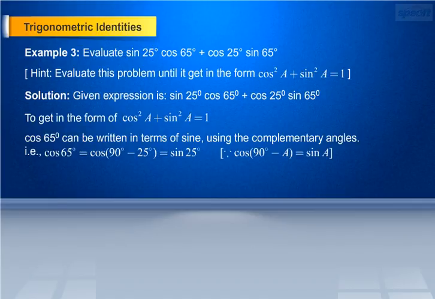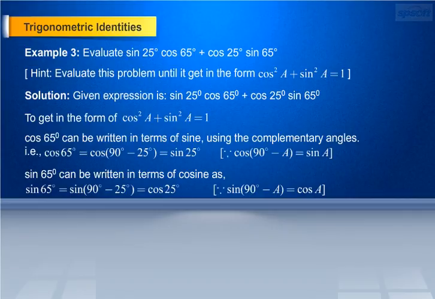Therefore cos 65 degrees can be written in terms of sine using the complementary angles. That is, cos 65 degrees equals cos of 90 degrees minus 25 degrees equals sin 25 degrees, since cos of 90 degrees minus A equals sin A. And similarly, sin 65 degrees can be written in terms of cosine as sin 65 degrees equals sin of 90 degrees minus 25 degrees equals cos 25 degrees, since sin of 90 degrees minus A equals cos A.